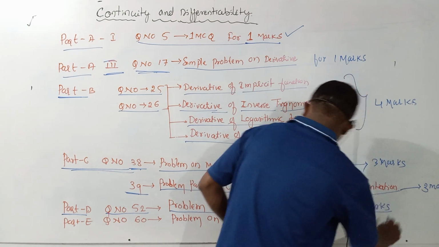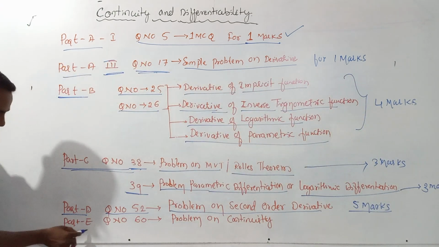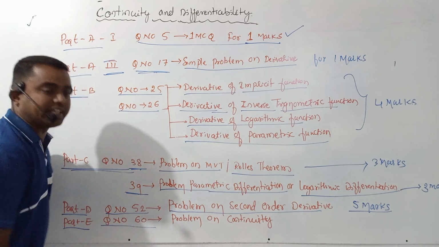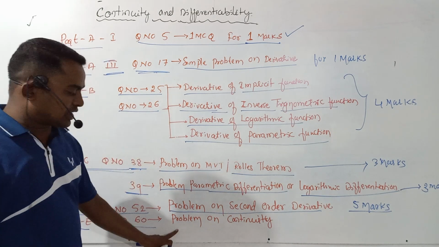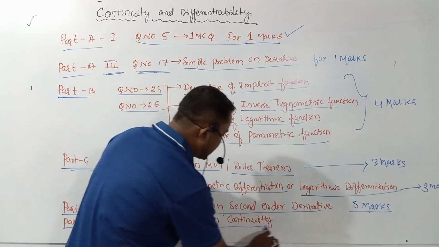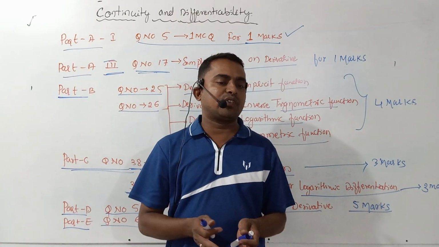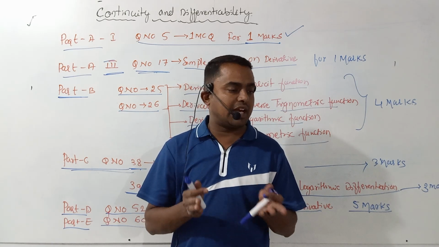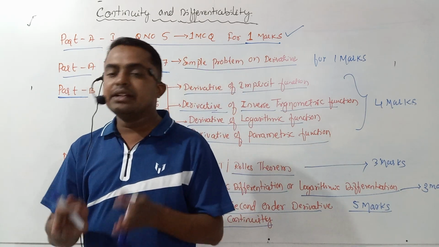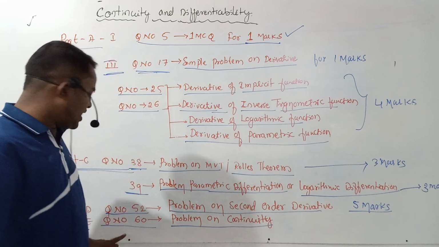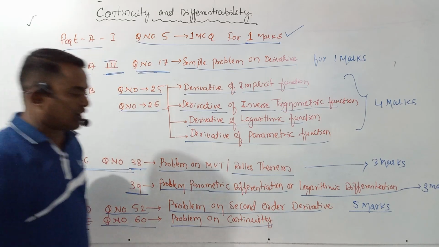5 marks. Next, in part E, question number 60, problem on continuity. The function will be given to you. If it is continuous, find the value of k, or find the relation between A and B, or find the values of A and B. This type of question will be asked in part E, question number 60, for 4 marks.